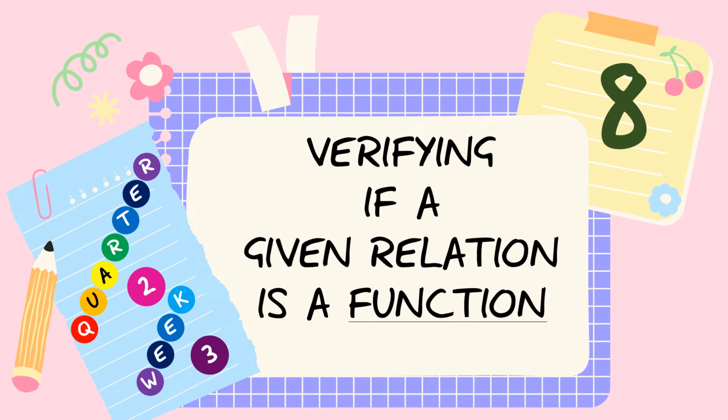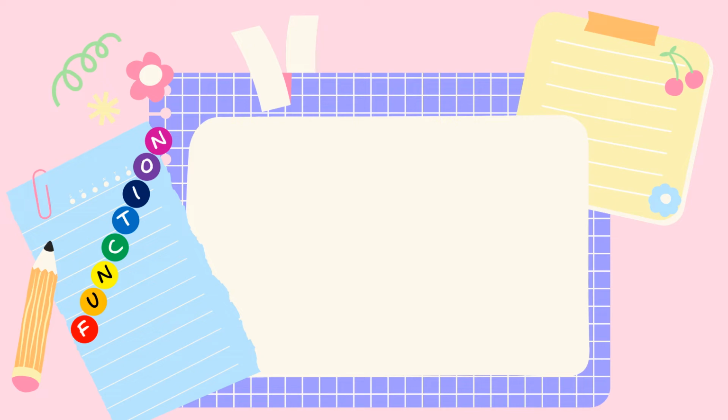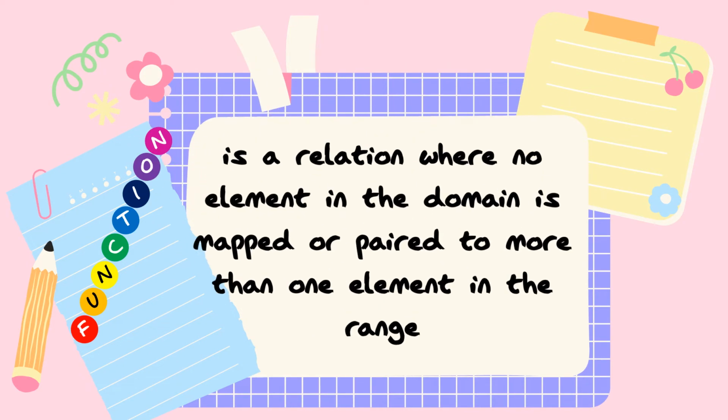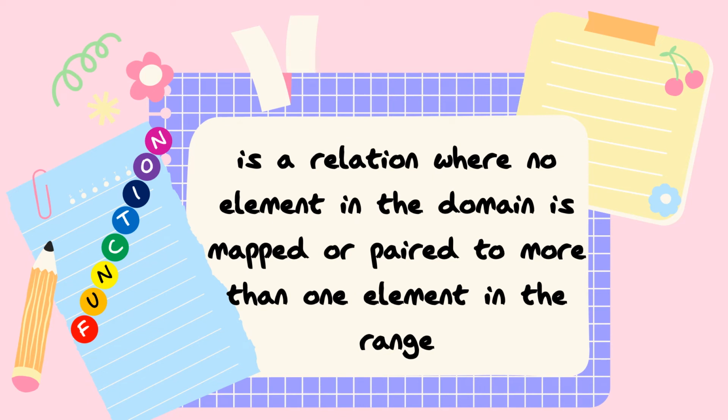Verifying if a given relation is a function. How do we know if a given relation is a function? Let's define first what function is. Function is a relation where no element in the domain is mapped or paired to more than one element in the range.